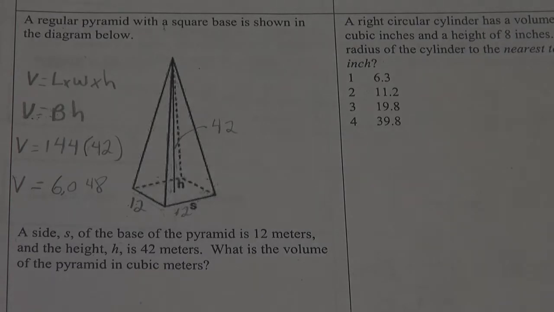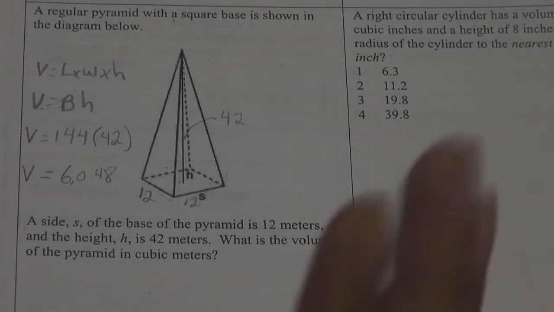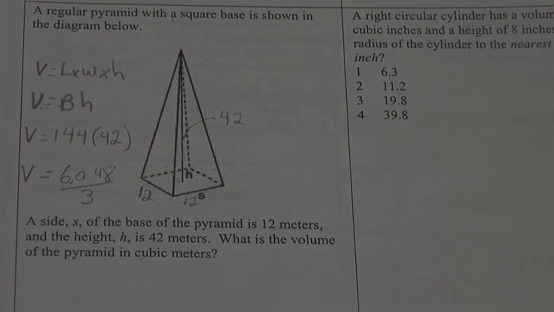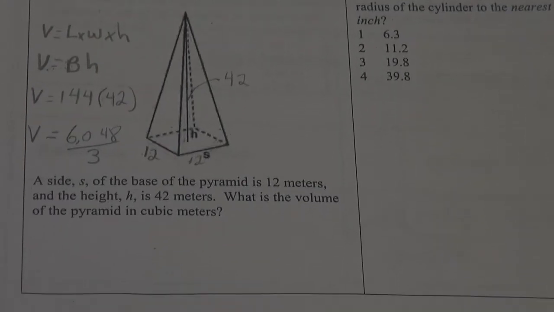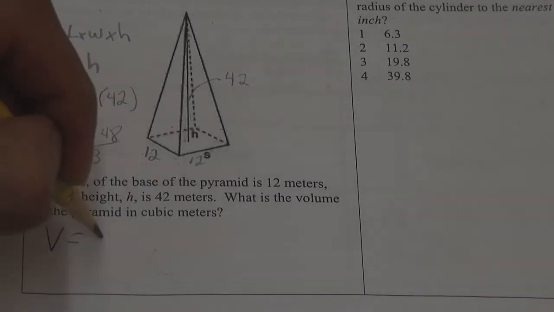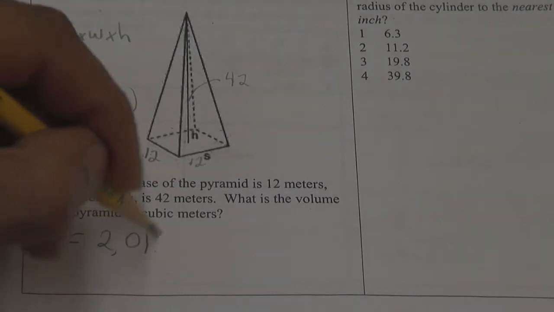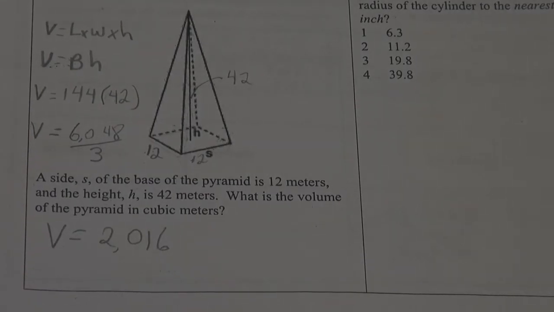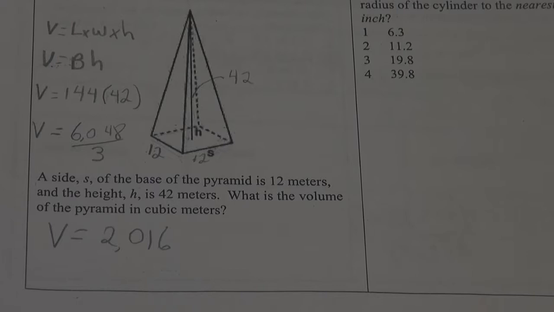Would you agree? Answer me. Of course not. Why? Because this is a pyramid and we know that we can fit 3 pyramids inside a rectangular prism. So then I gotta divide by 3. Yes, you gotta divide by 3. And when you divide by 3, your volume becomes 2016. As simple as that. Get it? Good. Let's go on to the next problem.